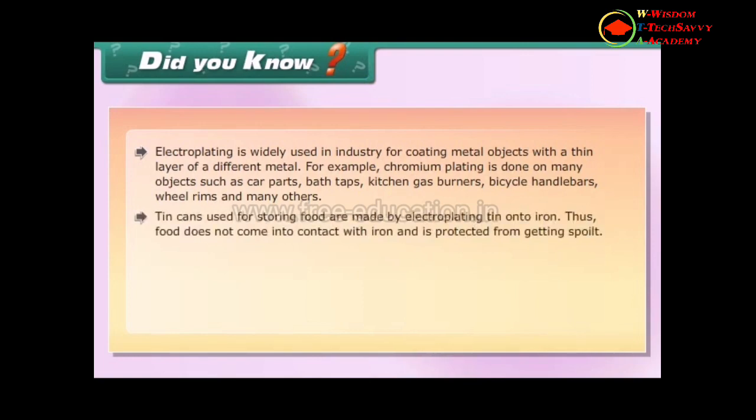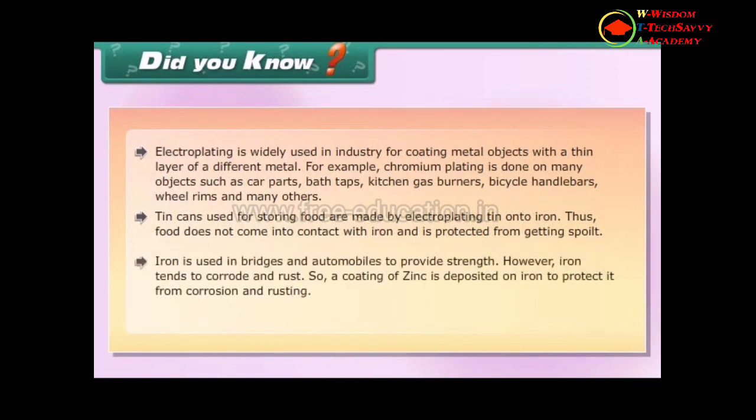Tin cans used for storing food are made by electroplating tin onto iron. Thus, food does not come into contact with iron and is protected from getting spoiled. Iron is used in bridges and automobiles to provide strength. However, iron tends to corrode and rust, so a coating of zinc is deposited on iron to protect it from corrosion and rusting.